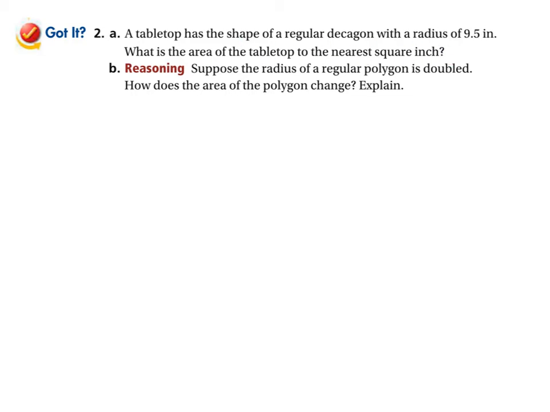Once we do all of those calculations, I will use those to explain this reasoning part, which says, suppose the radius of that regular polygon is doubled. How does the area of the polygon change? Okay, and when you see me plug it in, you'll understand it. But the very first thing you're going to do is do this got it problem off camera, and then unpause the video to see. So first I'm going to suggest you sketch it out.